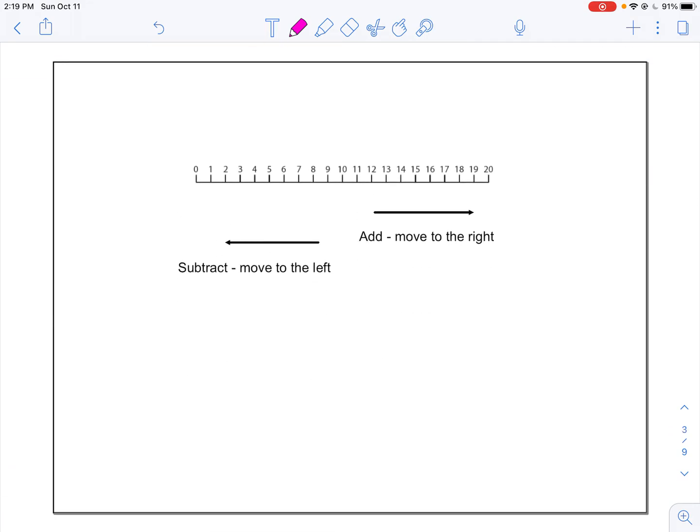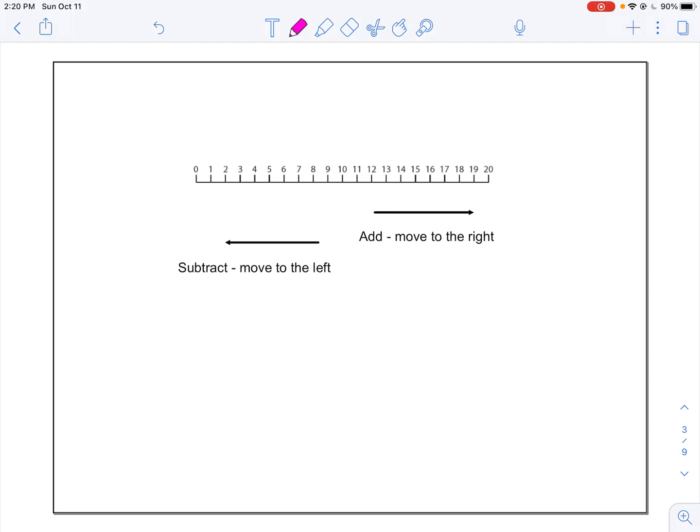This is just a regular number line. It's not an integer number line. And I just am showing you this because what we're going to be doing today is nothing different than you have always been doing. So when you add numbers, you always move to the right. And when you subtract numbers, you move to the left.